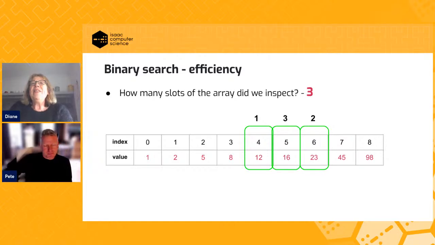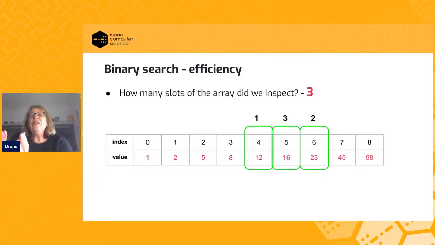So we can see here on this slide, we first of all went in at the first midpoint, which was 4. We looked at that one. It wasn't the one we were looking for. We then looked at the next, that was 23. It wasn't what we were looking for. And then we calculated a final midpoint, which was at 5. And that was the item that we were looking for. So we made 3 comparisons.